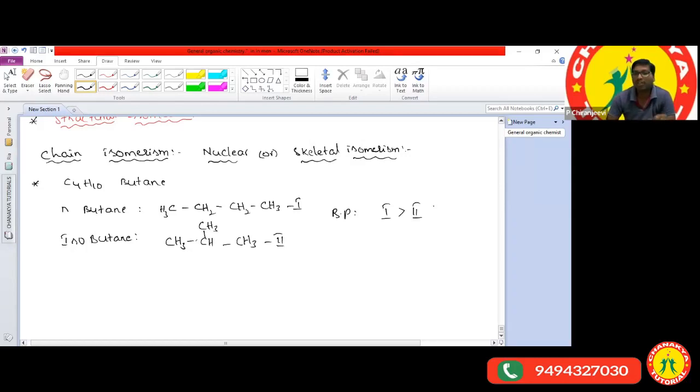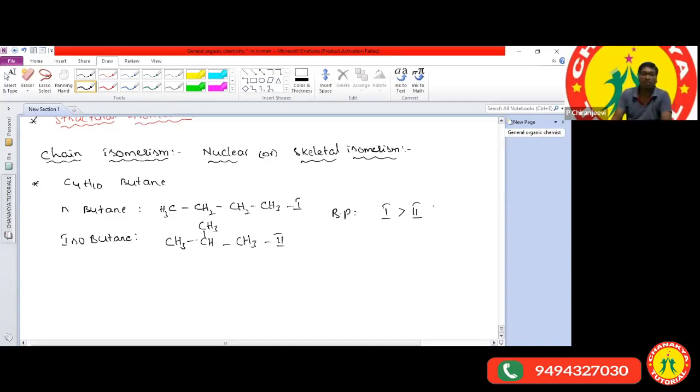Simply, we can also consider surface area. If the number of branched chains decreases, the surface area is greater. When surface area increases, the boiling point also increases. Due to that reason, the first structure has the greater boiling point than the second one.